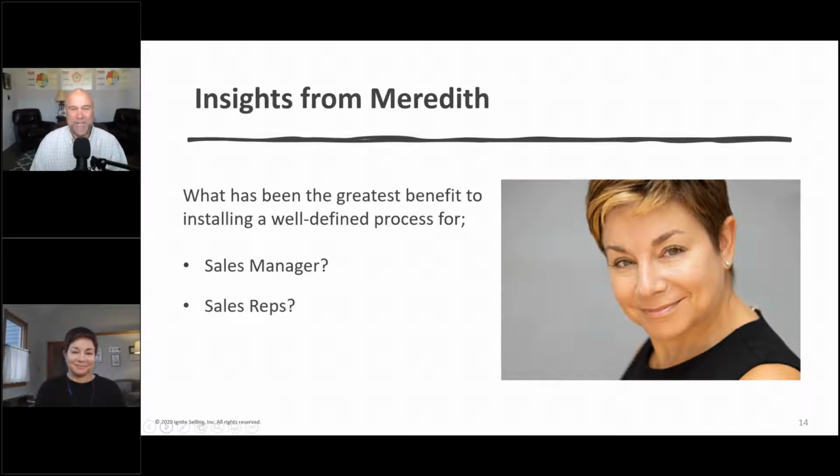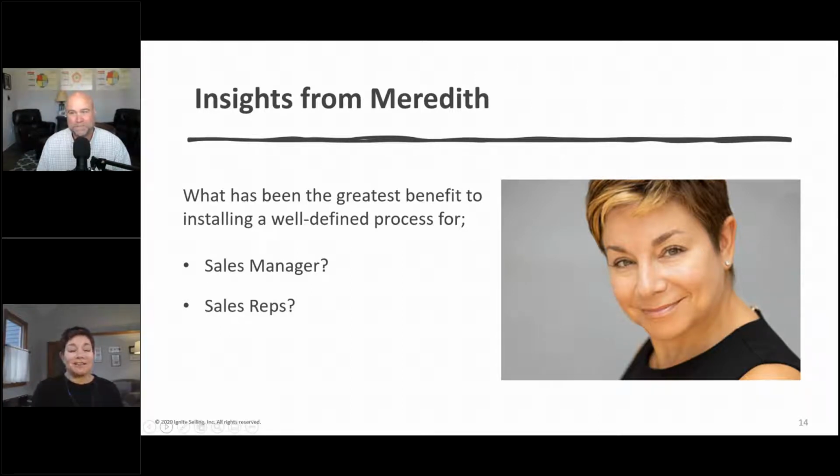So Meredith, here's a question for you. You work now with us and you have implemented sales process, pipeline process, and milestones at a couple of organizations. What has been the greatest benefit to installing a well-defined sales process for either the managers or the sales reps? So let's start off with the sales managers.